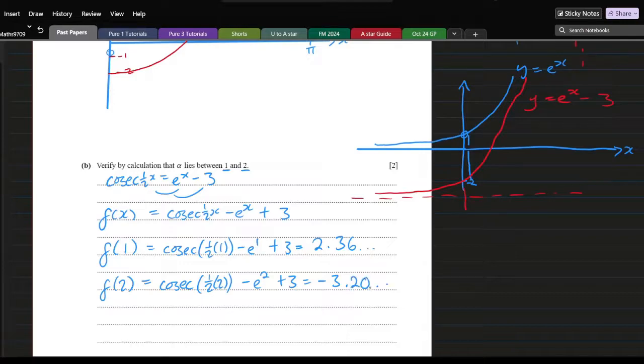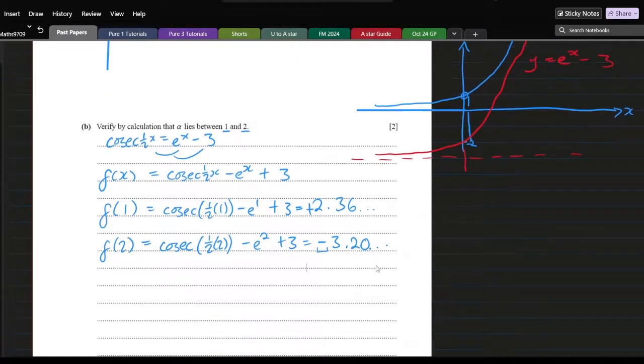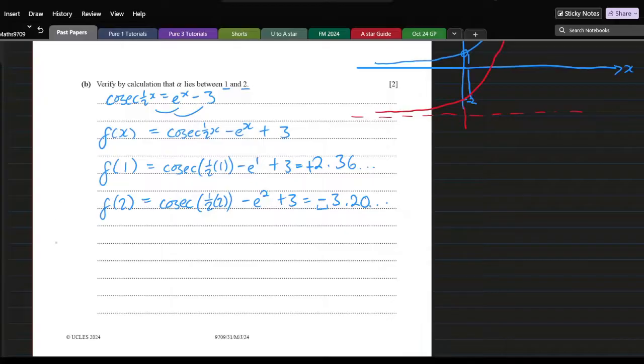-3.20 and so on. So the thing that we're looking for is a change in sign. Here we got a positive result, and here we got a negative result. So it means that a root lies between 1 and 2. So we can conclude that, therefore, since there is a change in sign, a root, or in this case alpha, since our root is called alpha, alpha lies between 1 and 2.